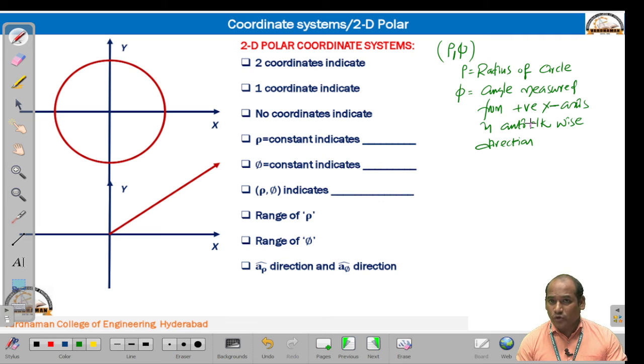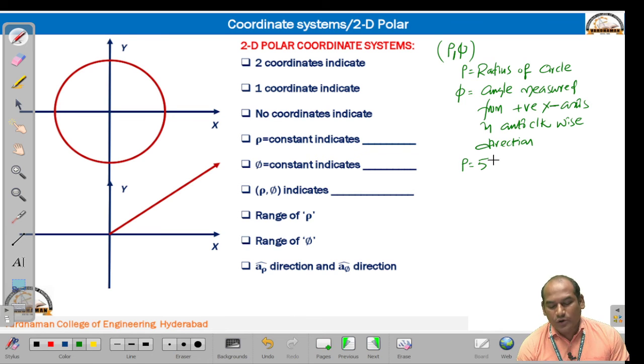That means, if I give a rho value, you will draw a circle with the given radius, by assuming the center is the origin. If I give the phi value, that is actually giving the angle measured from the positive x axis in the anti-clockwise direction. That means, it is about a straight line. Phi is equal to some value, if I give, you will draw a straight line. Here diagrams I have already given. So, for example, if I say rho is equal to 5 meters, rho is the radius.